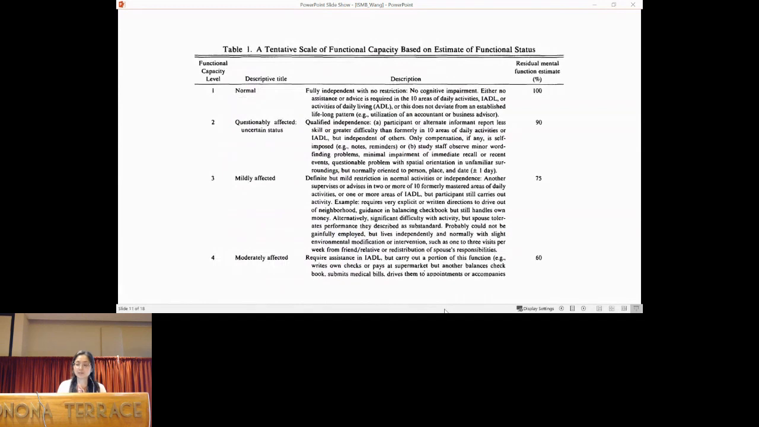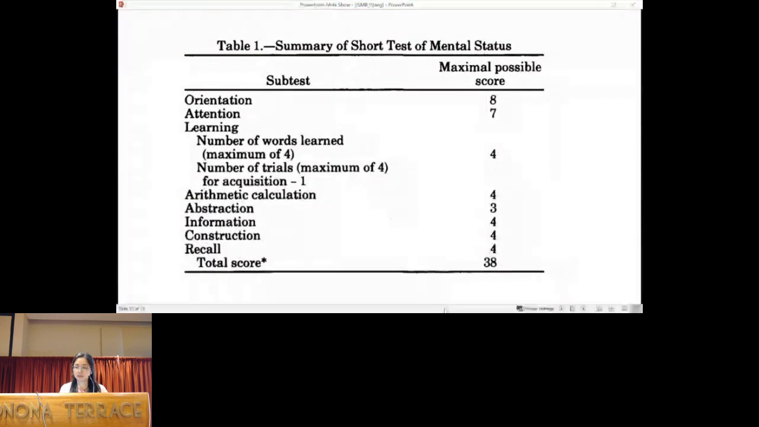We also give an example of the Functional Activities Questionnaire. This questionnaire focuses on 10 areas of daily activities for patients when they come into the hospital. They are asked to do the survey. This is an example of the Short Test of Mental Status. This questionnaire focuses on orientation, attention, learning, calculation, abstraction, etc.